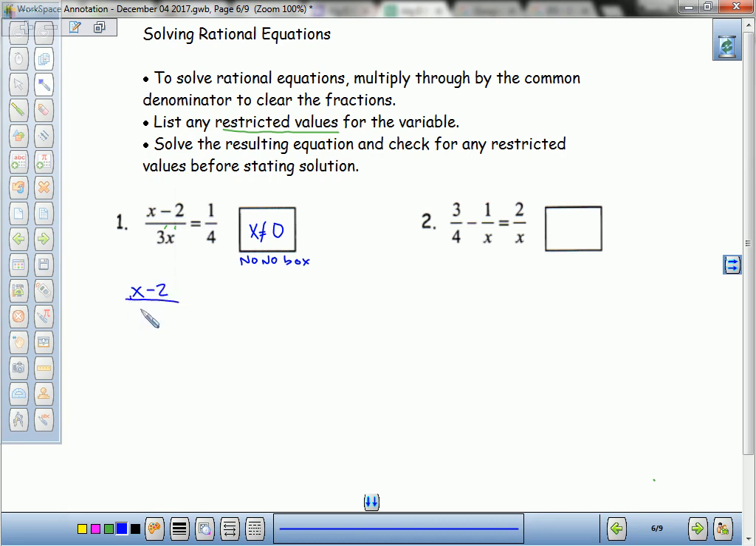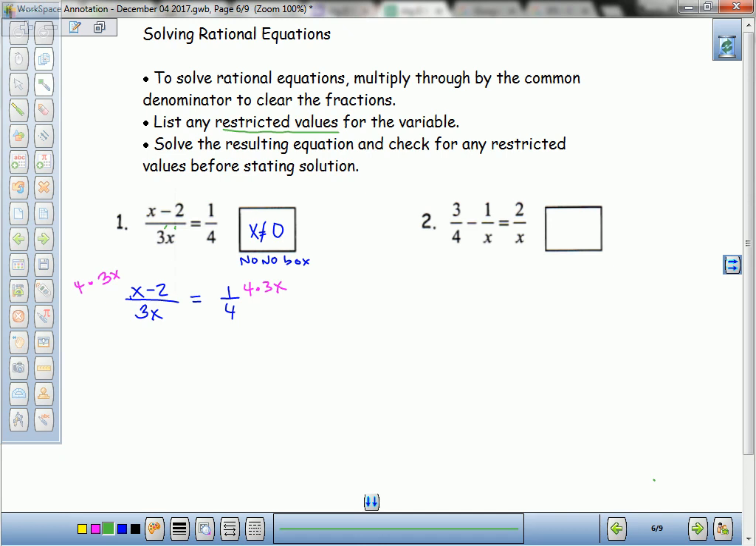Okay, so when we have this equation, we have listed our restricted value. Now we're going to multiply everything through by the common denominator. So our denominators are 3x and 4. So our common denominator is 3x times 4. So every term gets multiplied by that common denominator. You could certainly write that as 12x if you wanted. Now I didn't, because the next thing I'm going to do is cancel.